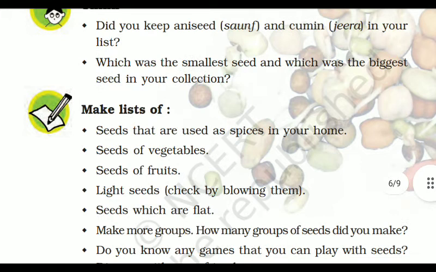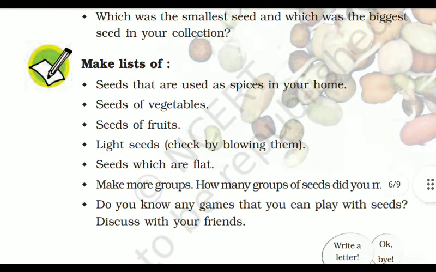Make a list of seeds that are used as spices in your home. So mustard, cumin, they are used as spices in the kitchen. Seeds of vegetables, for example tomato, lettuce, ladyfinger. Seeds of fruits: mango, orange, grapes. Light seeds, check by blowing them. Light seeds, for example cumin. Seeds which are flat, rajma.